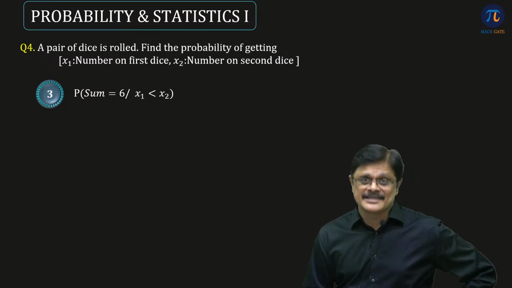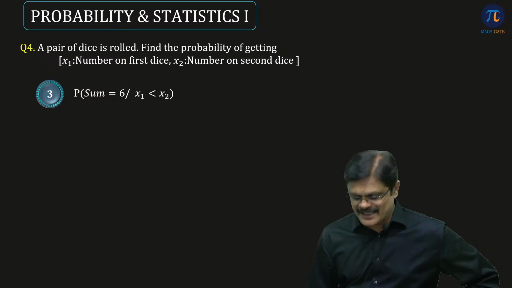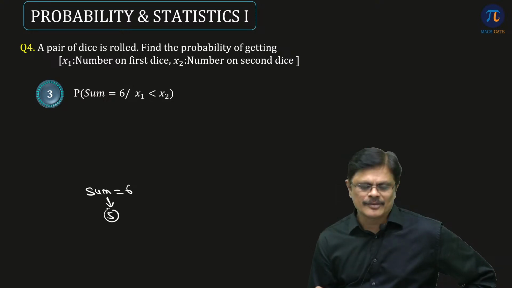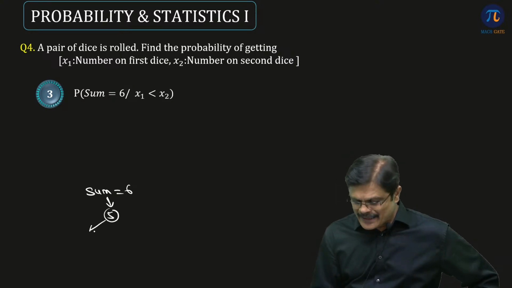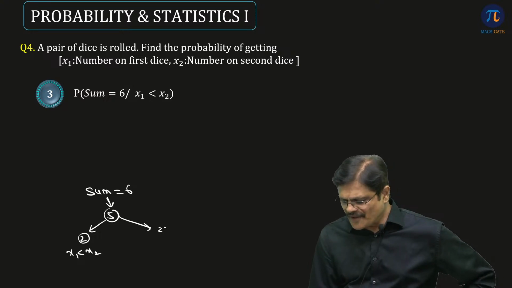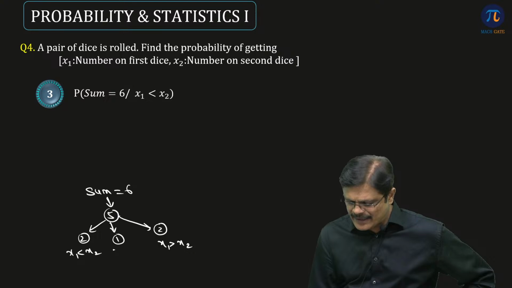Sum is equal to 6 when x1 is less than x2. How many cases are favorable, sir? Normally 5 cases are favorable. So of those 5, 2 are favorable for x1 less than x2, 2 are favorable for x1 greater than x2, and 1 is favorable for x1 equal to x2.